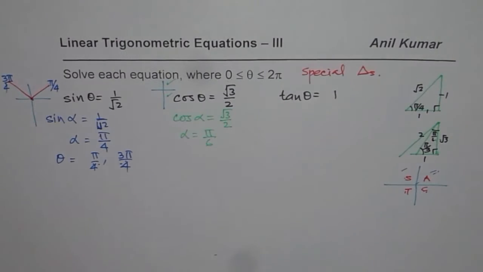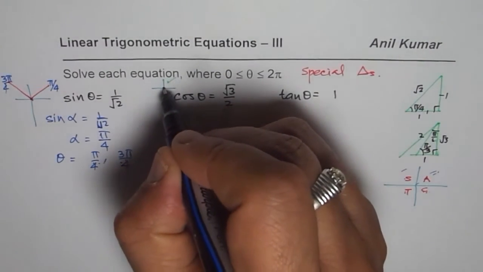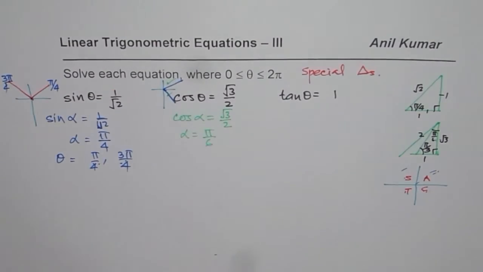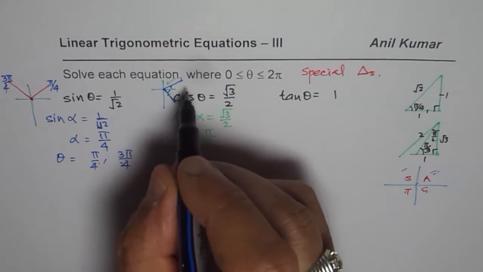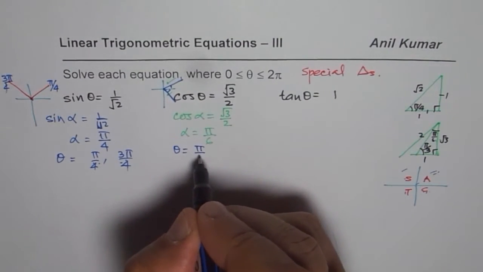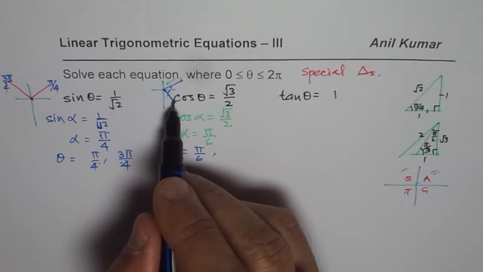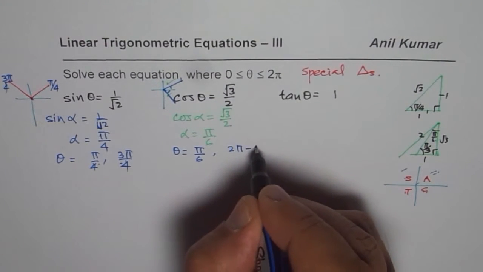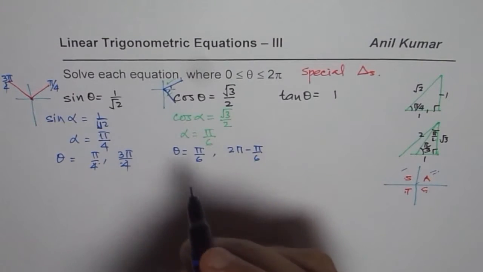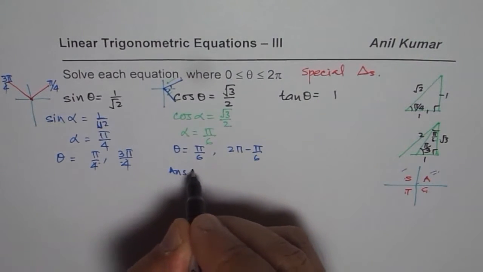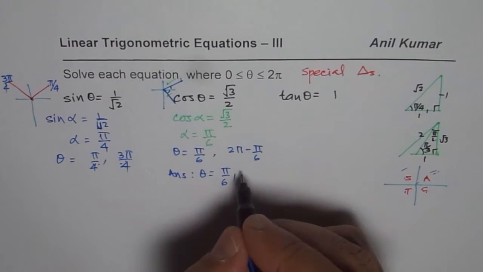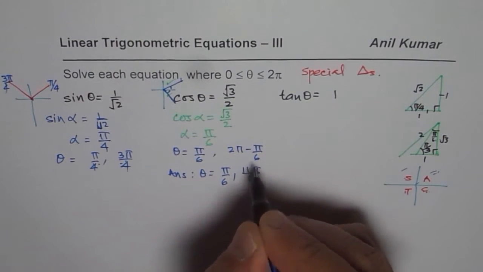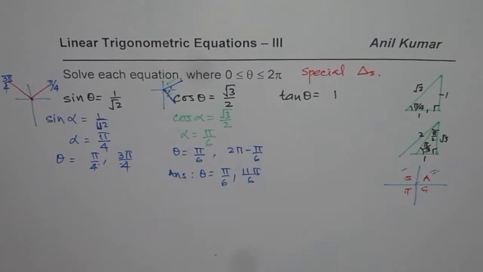Is it okay? So what we are looking for is pi by 6 as my acute angle, so these are the two positions. Here the acute angle is pi by 6. Therefore theta should equal, in quadrant 1 it is pi by 6, and in quadrant 4 it is 2 pi minus pi by 6. Do you get the idea? So we have our answer as theta equals pi by 6, and 12 minus 1 is 11, so 11 pi by 6. So these are the two solutions for the second equation.